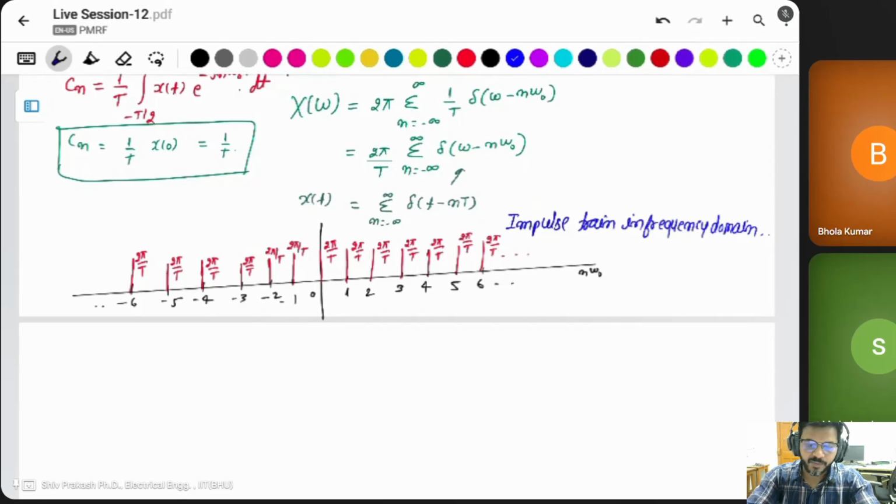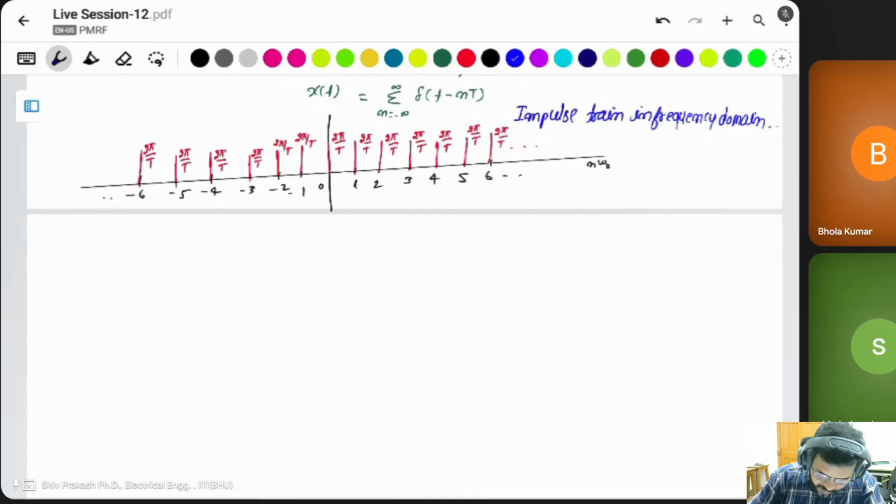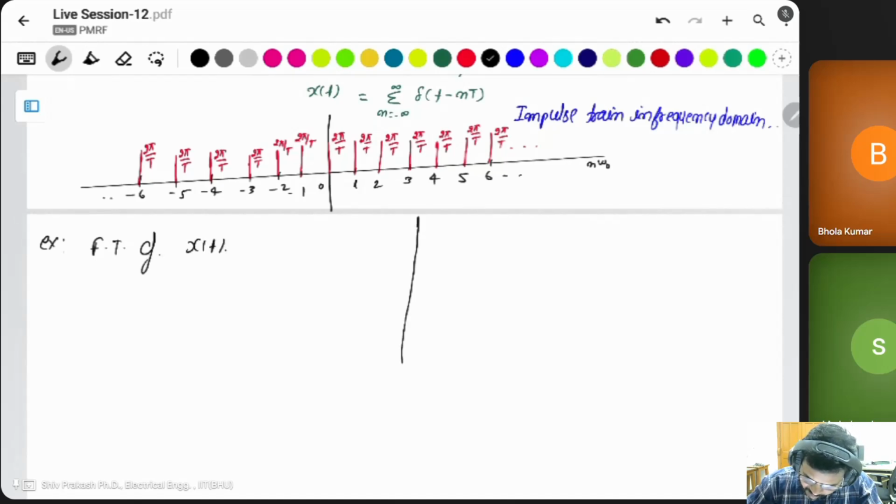Next, we start the sampling. How can you sample any signal? Instead of this one, for a periodic signal, how can you find the Fourier transform? This is the impulse train. Next one, I have taken a common example, the Fourier transform of x(t), where x(t) is simply a common signal, you know about this x(t) very well.